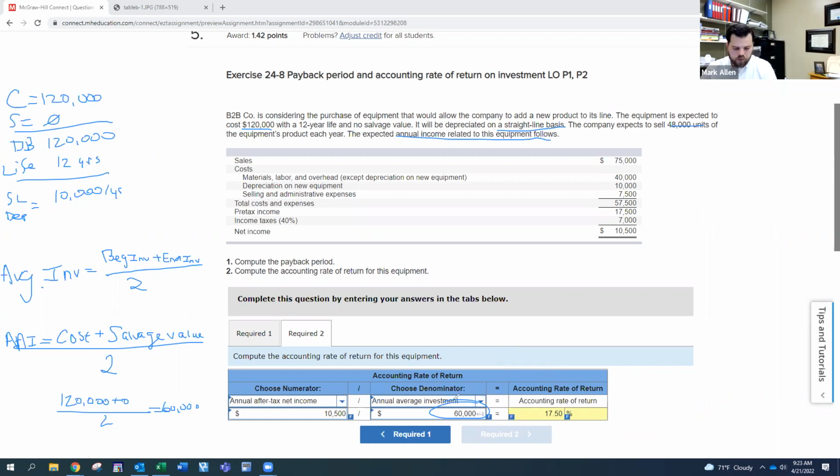Okay. Now, at that point, you're done. You're just going to do that division, and it actually looks like it does it for you. So then you're finished. Now, the big pull, or the big reason people like accounting rate of return, is it does give us a percentage measurement. Unfortunately, like your payback period, though, it does ignore time value of money, which is not always great.